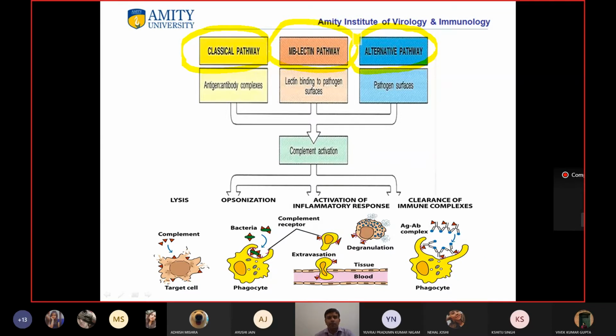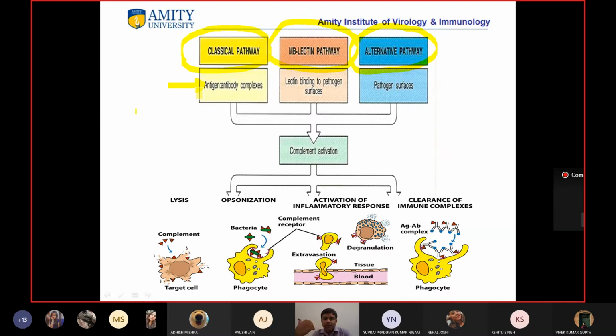At this moment, I'm sure you don't know what MBL is; that we are going to discuss later. The alternative pathway, again, we are going to discuss later. Today, we'll just start with the classical pathway. In the classical pathway, there is formation of an antigen-antibody complex. So antibody will bind to the antigen, and then the classical pathway will work.